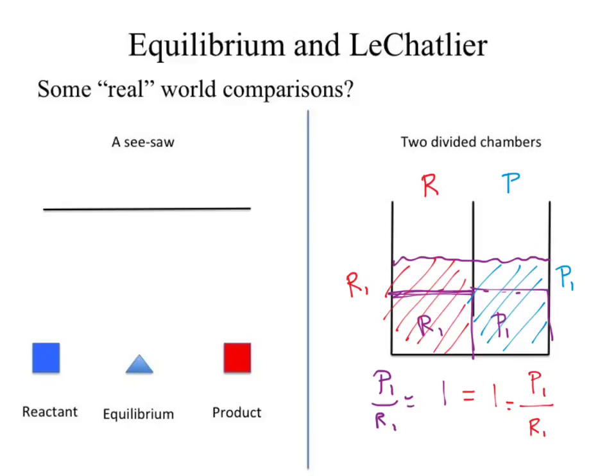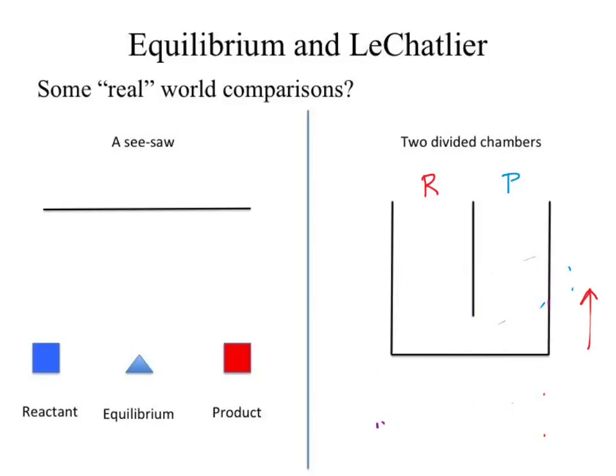How could I adjust this so that I get more products than I get reactants? Our more will be represented by height. The taller that is, the more products we have. How can I change my experiment so that when I start this up, I get a higher product column? What could I change about this? It's not an easy one. React more reactants? No, if I react more reactants, all that's going to end up happening is I will still achieve that same balance of reactants to products.